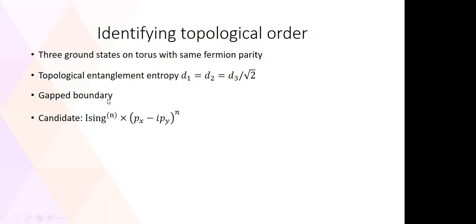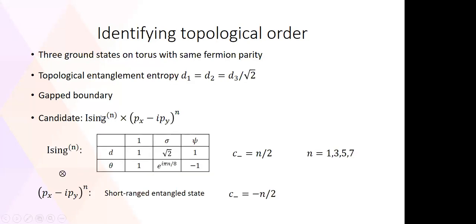And because it has gapped boundaries, we can think of the following candidate. Just look at the Ising of type N, and we need something to gap the boundaries, which will be something like this, px minus ipy. So what is n? I see. Just the power.